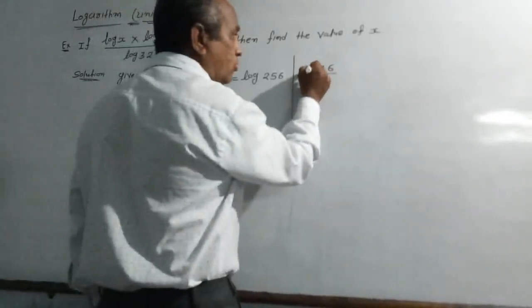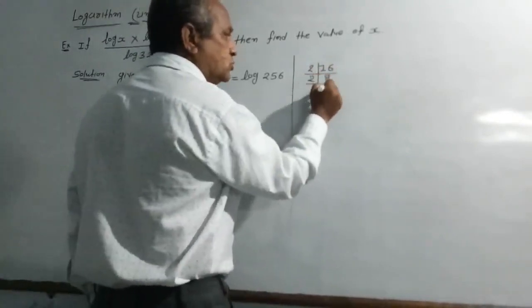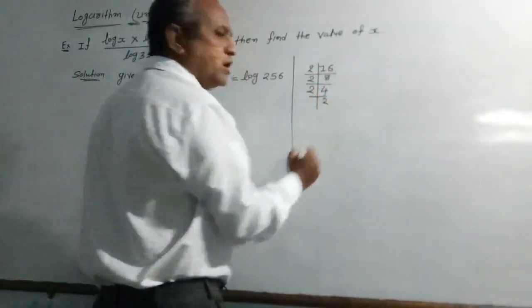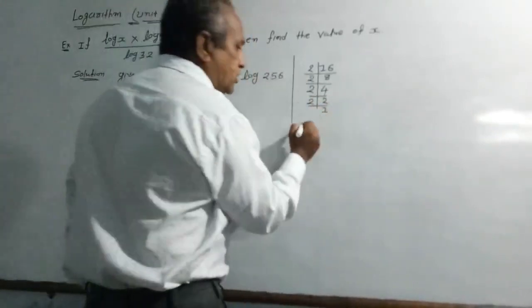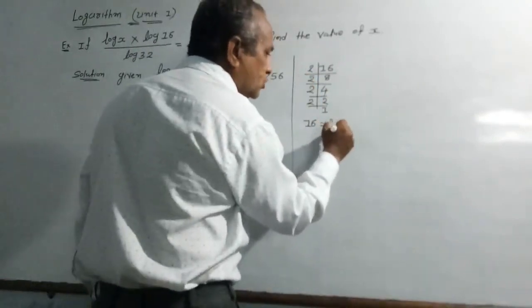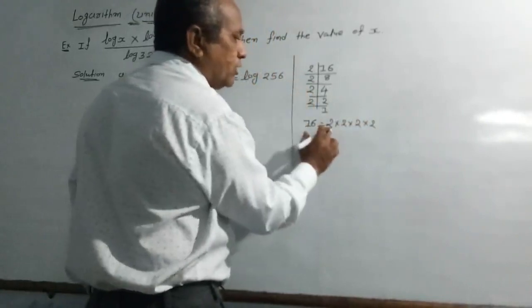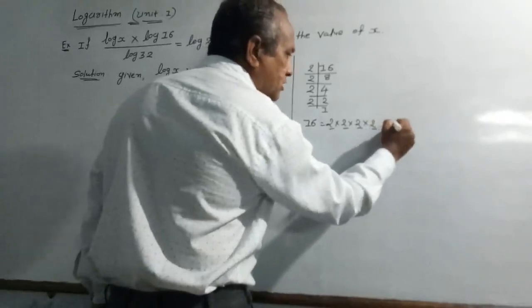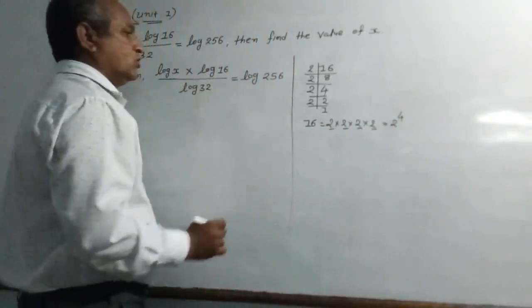16 divided by 2 is 8, 8 divided by 2 is 4, 4 divided by 2 is 2, and 2 divided by 2 is 1. So the factors of 16 are 2 multiplied by 2 multiplied by 2 multiplied by 2, four times. Then 16 is 2 raised to 4.